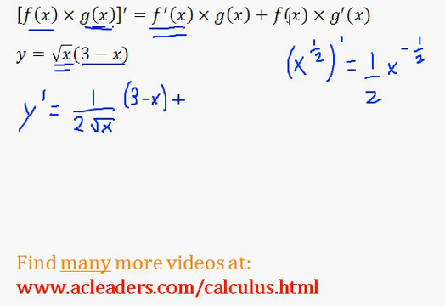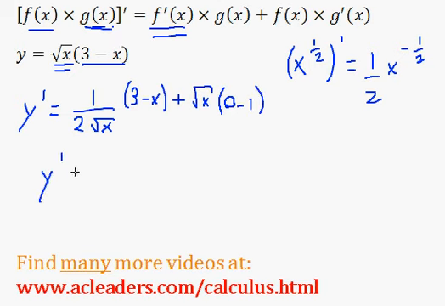Then I'm going to add f of x, which is just, of course, the root of x, times g prime of x, which is the derivative of 3 minus x. Now, the derivative of 3 is just 0. The derivative of negative x is just negative 1.